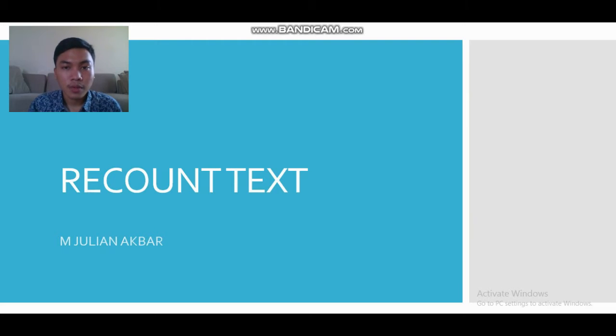On this occasion, we will talk about recount material, which is one of the genres of English text. In this section, we will discuss the understanding, the general structure, and the characteristics of recount. So, let's start.